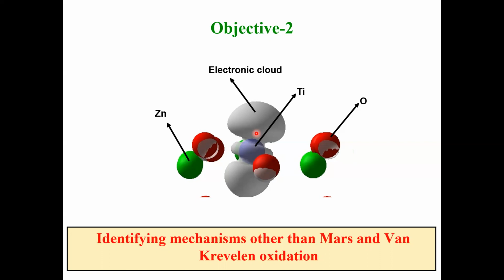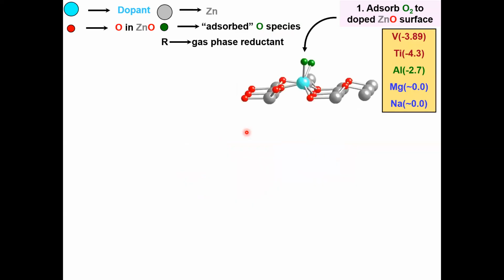My thinking was the following. Instead of creating oxygen vacancies, I can think about a completely different mechanism that is different from the Mars-van Krevelen mechanism. I'll illustrate here. Instead of creating an oxygen vacancy, this excess electron density can be utilized for adsorbing O2 onto the dopant.